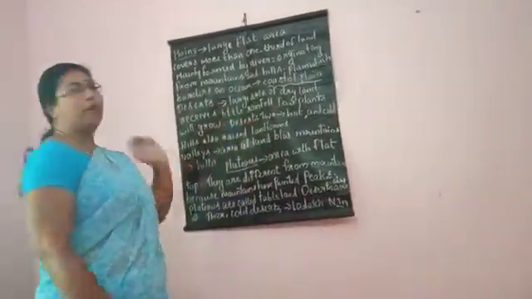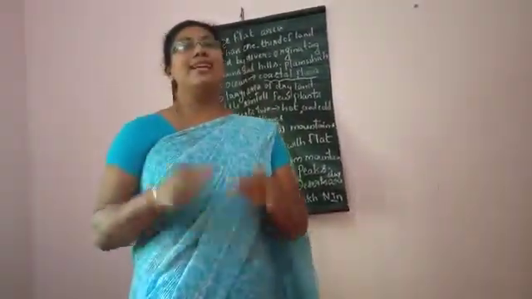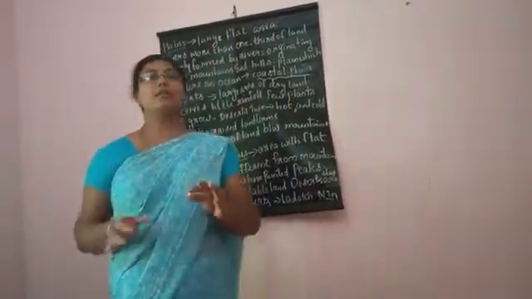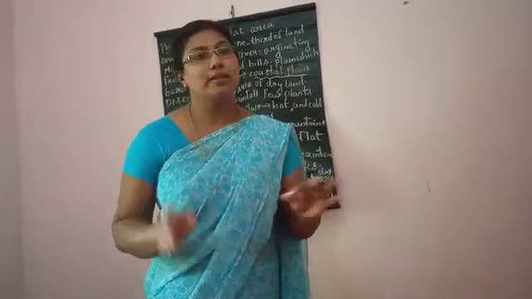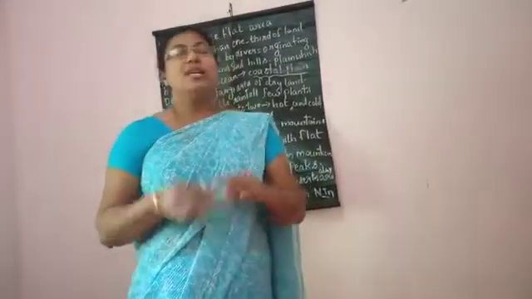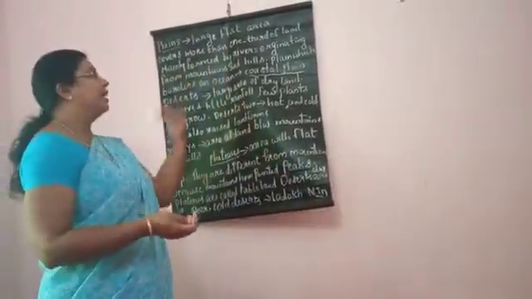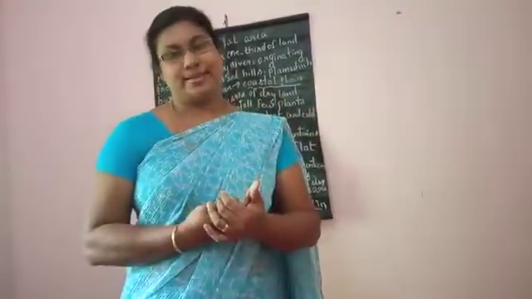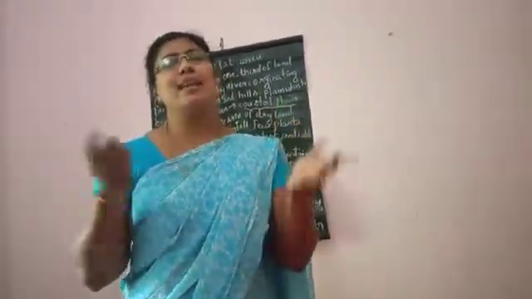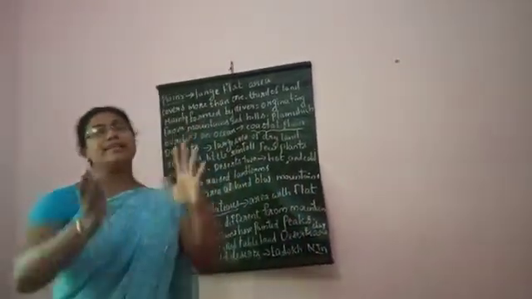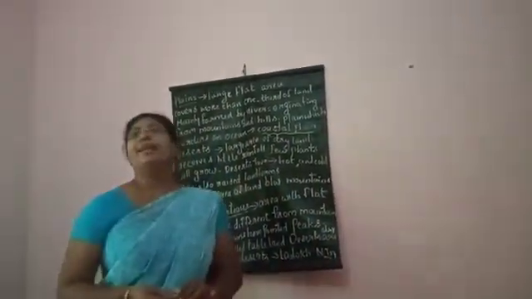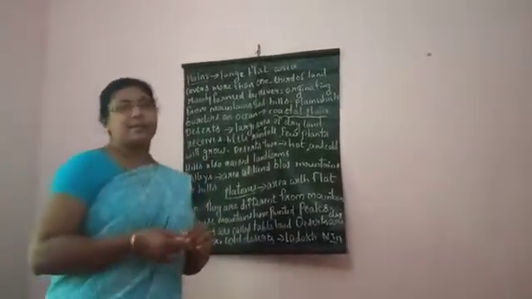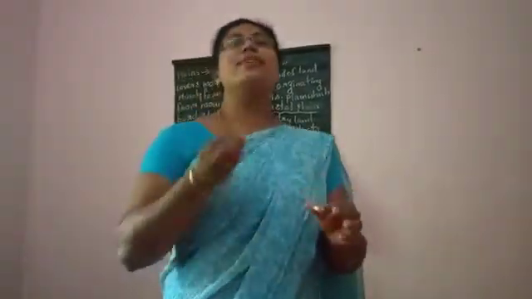Then the next point, we are moving with deserts. I hope this term is familiar for all the students. Yes or no? So what is a desert? A large area of dry land with little rainfall. These areas are known as deserts. This desert area receives only little rainfall.